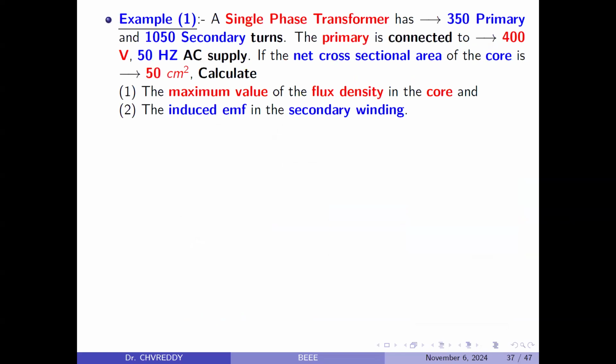So coming to the first problem, a single phase transformer has 350 primary and 1050 secondary turns. The primary is connected to 400 volts 50 Hz AC supply. If the net cross-sectional area of the core is 50 centimeters square, calculate the first one, the maximum value of the flux density in the core, and the second one, the induced EMF in the secondary winding.